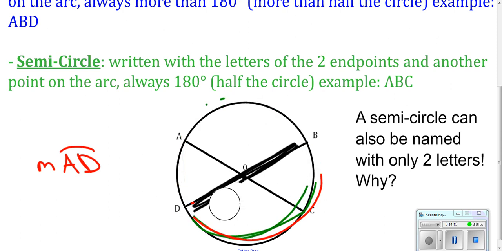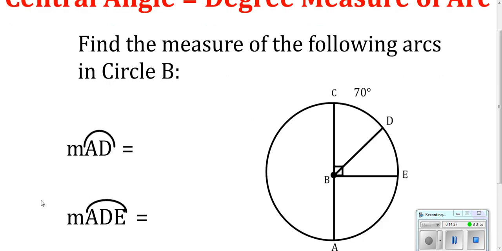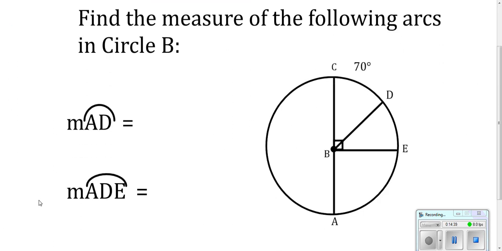All right, let's go on to the next page. All right, so central angle equals the degree measure of the arc. We talked about that. So now we're going to use that information to help us find missing arc measures. Okay, so we need to find the measure of arc AD and the measure of arc ABE, or I'm sorry, ADE. Now, let's take what we know. Remember, all the central angles add up to 360 degrees, which means all the arcs add up to 360 degrees as well.